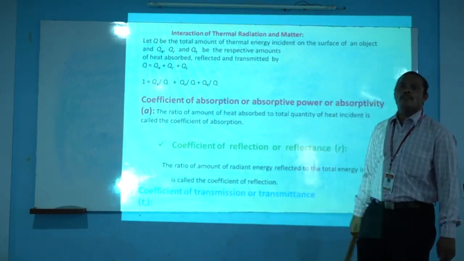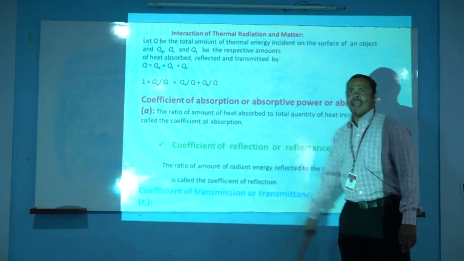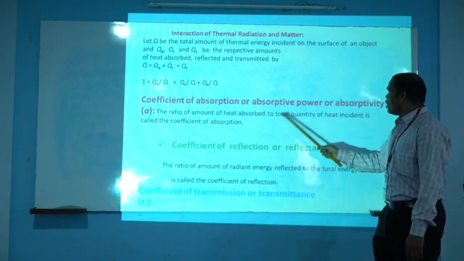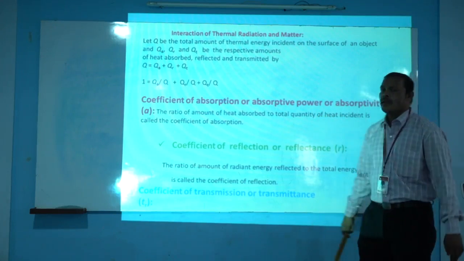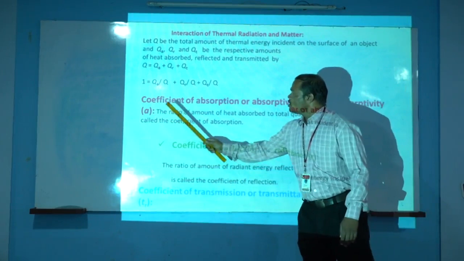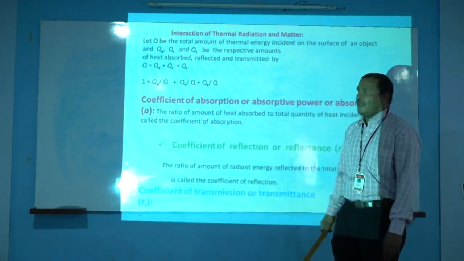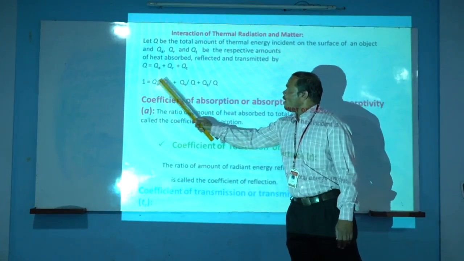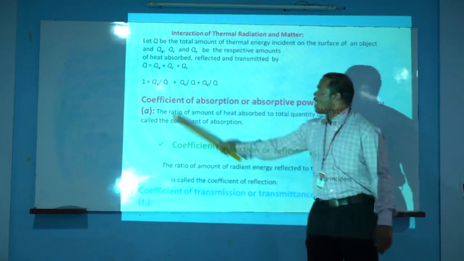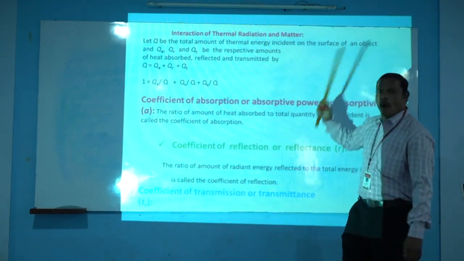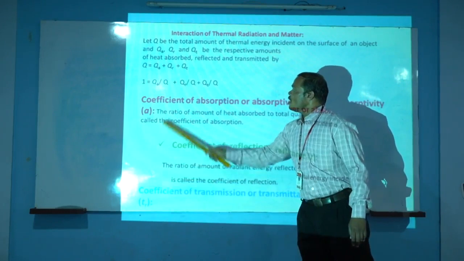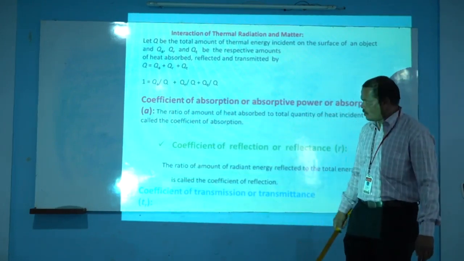The coefficient of absorption is defined as the ratio of the amount of heat absorbed to the total quantity of heat incident on it, and it is denoted by the letter small a. Small a is the ratio of QA to Q. QA is the amount of heat absorbed and Q is the total amount of heat energy incident. So QA upon Q is nothing but the coefficient of absorption.